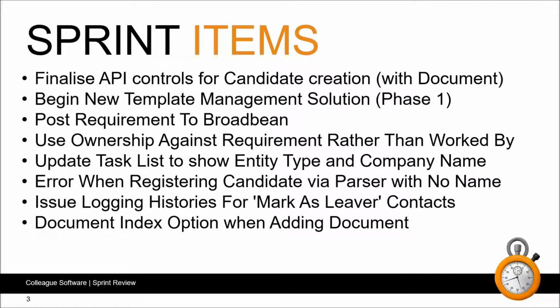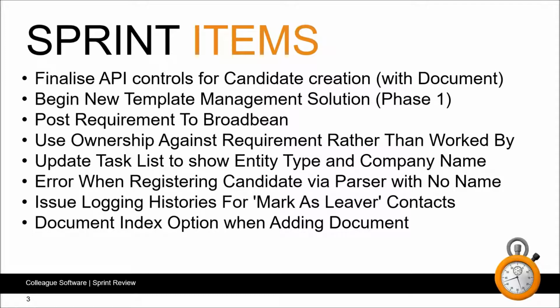Looking at the high-level items and to explain further, in this sprint we've been able to launch the initial version of our Colleague 7 API. This has been developed over the last couple of sprints and initially will handle candidate creation with document upload. So Colleague 7 can accommodate the registration of a candidate via a third-party website as well as an alternative CV parser.